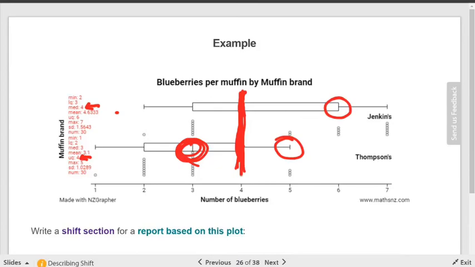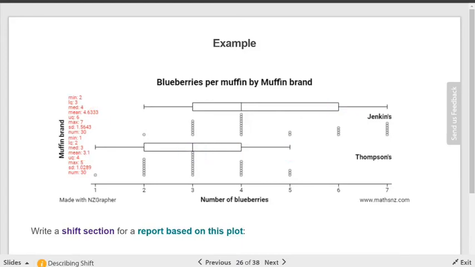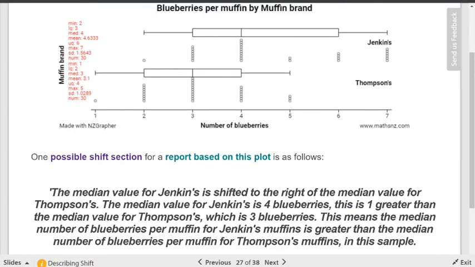Okay, so if in doubt, go back to the numbers and you can see more clearly. So let's look at what they wrote. You're going to get lots of practice doing this because you're going to have a homework on this. All right. One possible shift section.